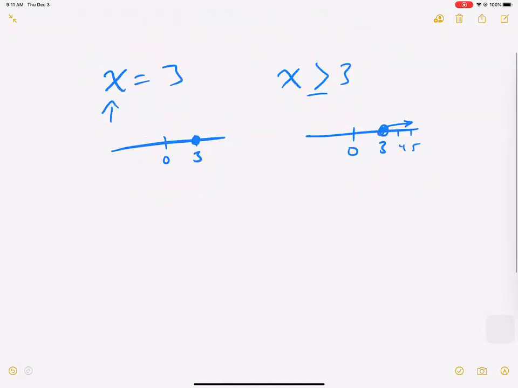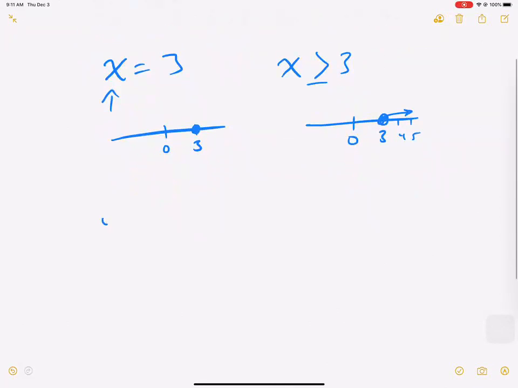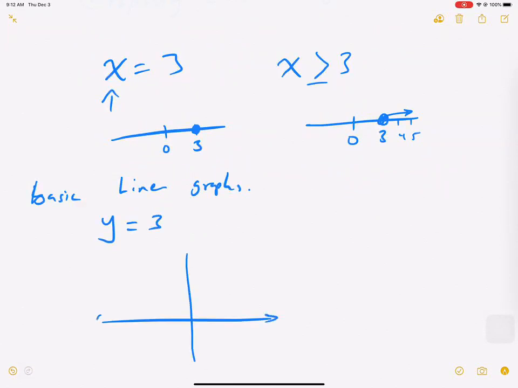So maybe if we were graphing, let's use this example. Let's look at easy, basic line graphs. If I say y is equal to 3, okay, y is equal to 3. So if I ask you to graph y is equal to 3, you can look at this as y equals mx plus b, where there is no x here. So this is y equals 0x plus 3, and that means my slope is 0. Just a way of looking at this.